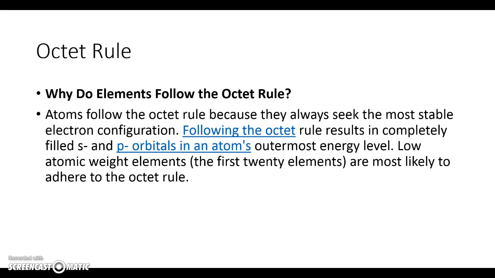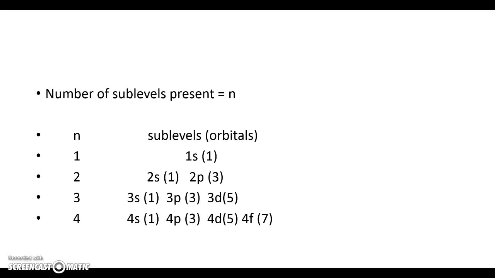We briefly discussed the octet rule. The octet rule is that atoms want to fill their outermost shell with 8 electrons, hence the word octet. So they're filling their s and p orbitals to try to get 8 electrons. This octet rule mostly works best on the low atomic weight elements, the first 20, but it does help us explain why different elements will bond.